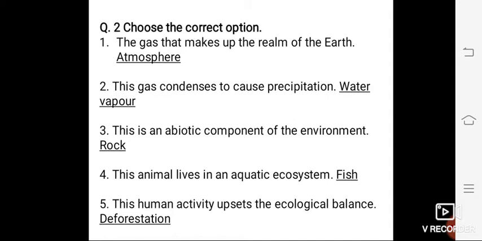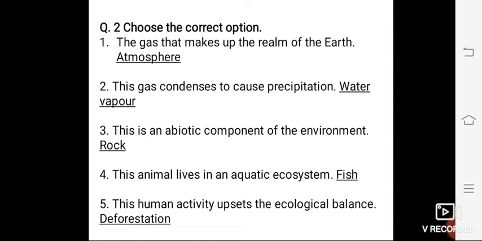Third, this is an abiotic component of an environment. Which one? Options are given like rock, tree, bacteria. What will be the correct answer? Rock. Fourth one, this animal lives in an aquatic ecosystem. Which animal lives in an aquatic ecosystem, student? Yes, fish. This animal lives in an aquatic ecosystem.